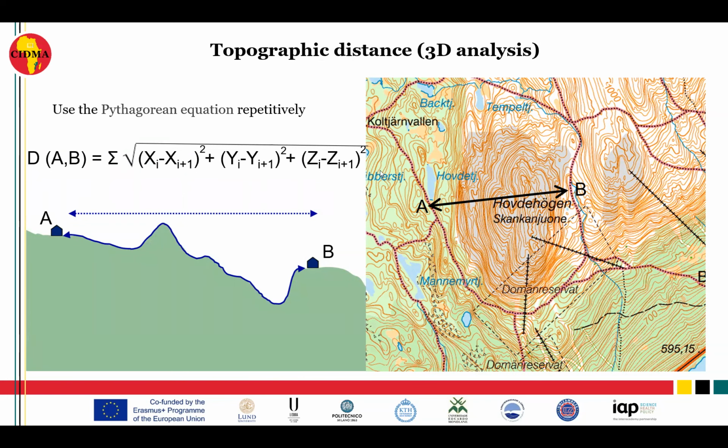But by adding Z, the vertical coordinate or vertical length, into the Pythagorean theorem, we can actually calculate a topographic distance. How far am I really going? What is the distance when I have to go over a hill or down a valley? So that is possible too.